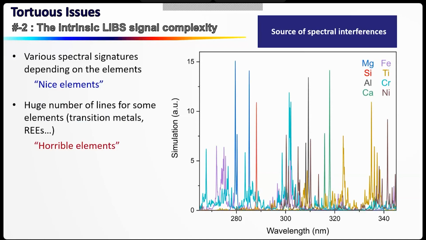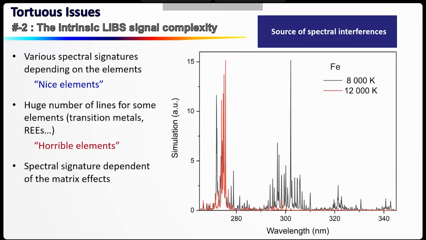And this is the difference with XRF. In XRF, at most, I think you have 2 lines per element, but the lines are quite broad. Here we have much narrower lines, but in some cases you can have thousands of lines that even the database does not know.